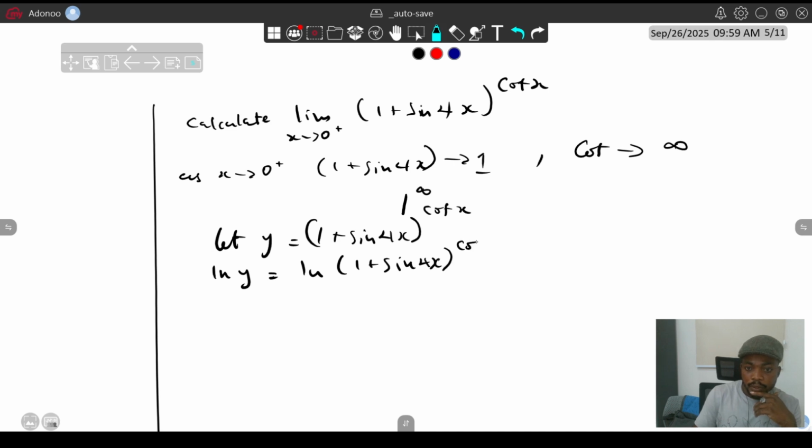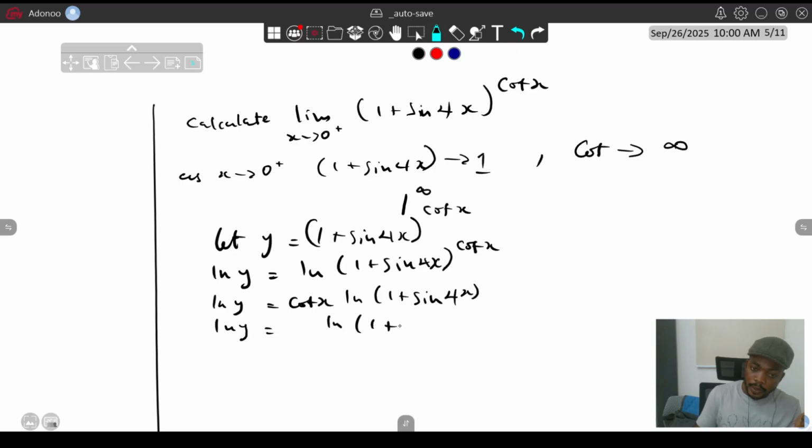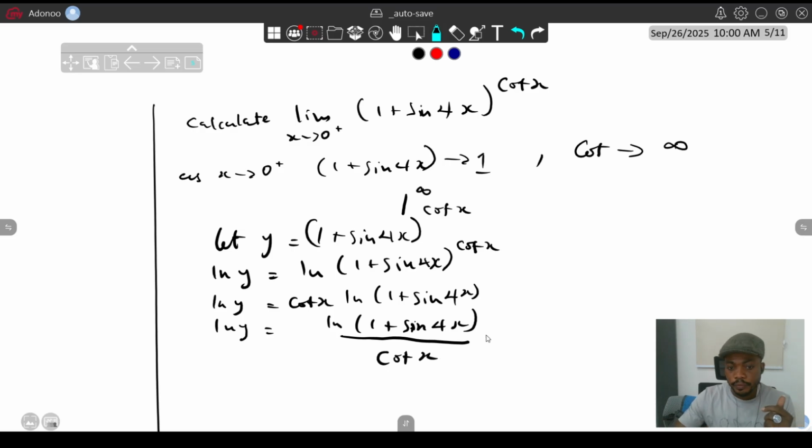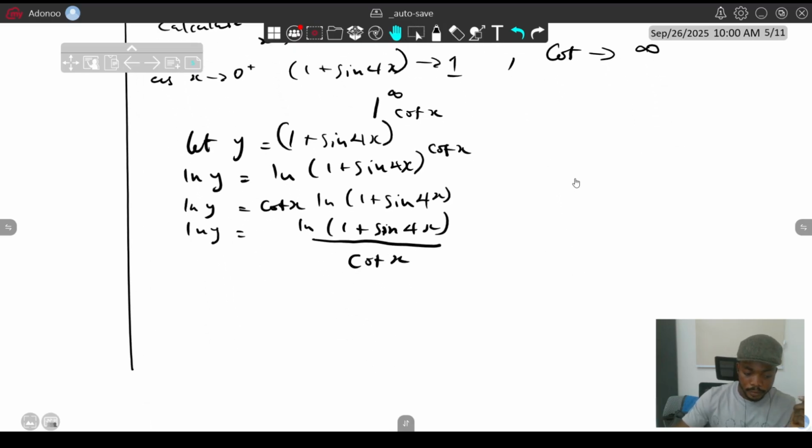One plus sine 4x raised to the power cot x, right? And we know that this is the same as saying ln y is equal to cot x ln (1 plus sine 4x), which is also the same as saying ln y is equal to ln of (1 plus sine 4x) all over what? Cot x, right?